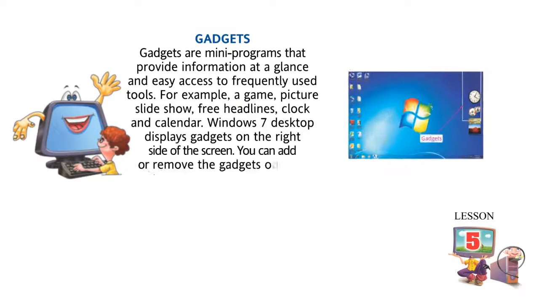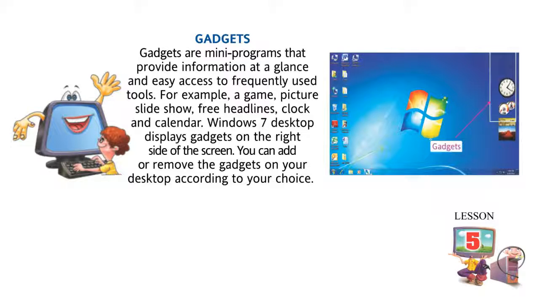Gadgets. Gadgets are mini programs that provide information at a glance and easy access to frequently used tools. For example, a game, picture slideshow, feed headlines, clock and calendar. Windows 7 desktop displays gadgets on the right side of the screen. You can add or remove the gadgets on your desktop according to your choice.